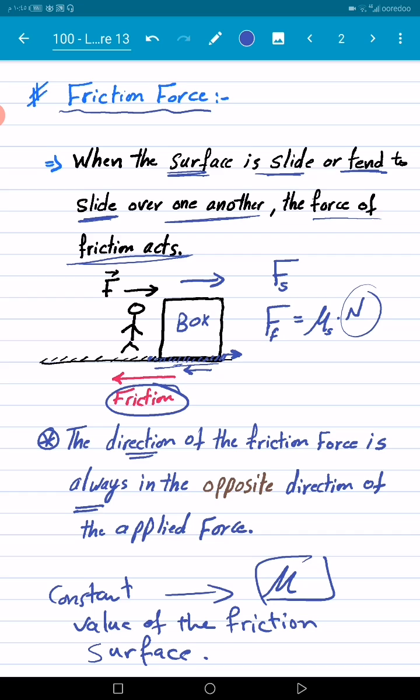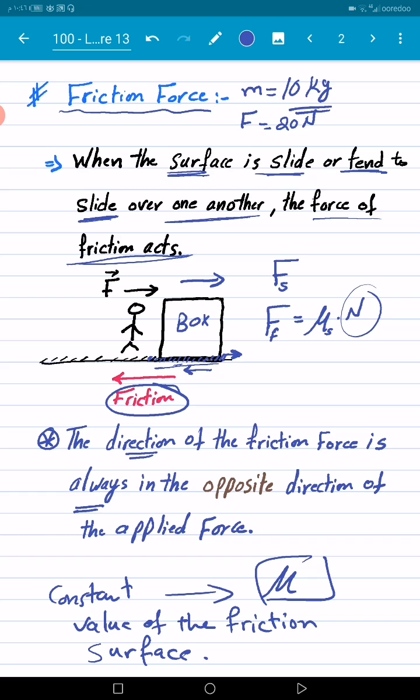So here is the example: a block of 10 kilogram is pulled at a constant speed on a rough horizontal plane by a force of 20 newtons. So I have a block of 10 kilogram, that is the mass, pulled at a constant speed on a rough horizontal plane by the force F equal to 20 Newton.